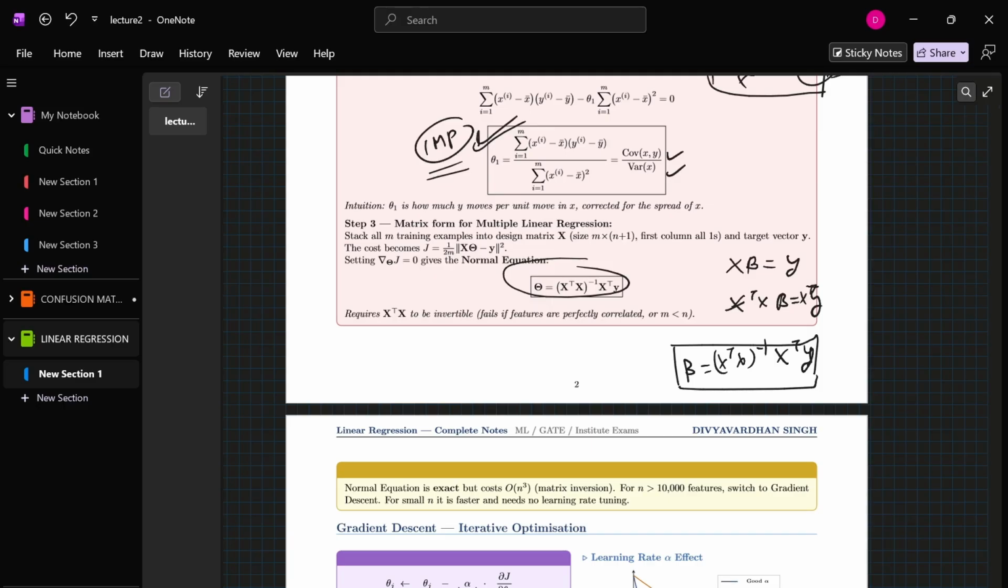Here's a note for you: for the GATE exam, it's very important that the matrix inversion step is O of n cube, big O of n cube. So you have to remember this, that for a small number of features it's instant. Okay, now let's move to another section.